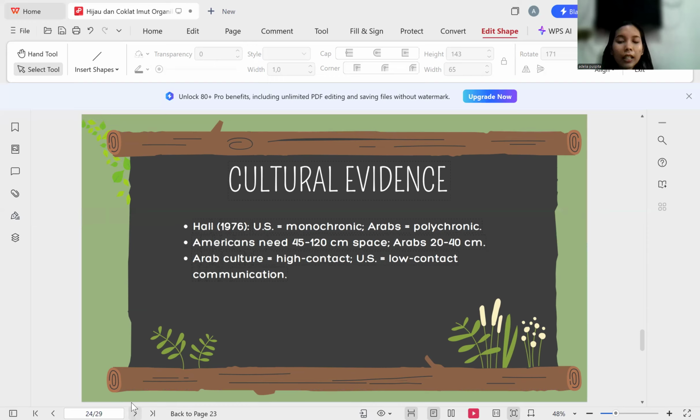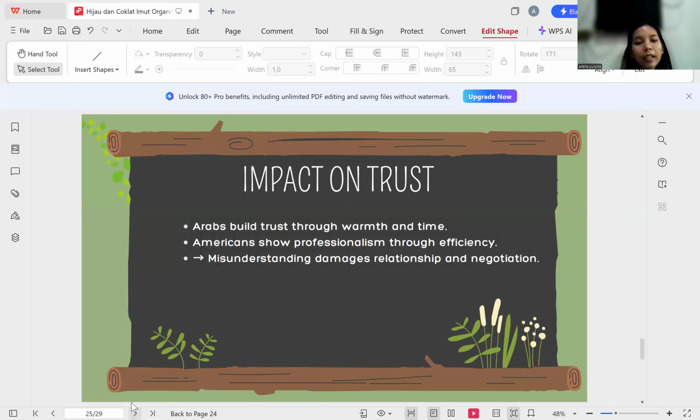So the cultural evidence in this case is from Hall in 1976: the U.S. is monochronic and the Arab world is polychronic. Americans need 45 to 120 centimeters of space, but Arabs need 20 to 40 centimeters. And Arab culture has high-context communication, but the US has low-context communication. And the impact on trust in this case is that Arabs show respect through warmth and time, and Americans show professionalism through efficiency. So this misunderstanding damaged the relationship and the negotiation.